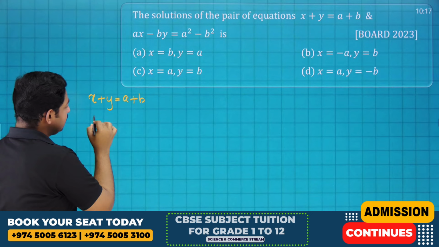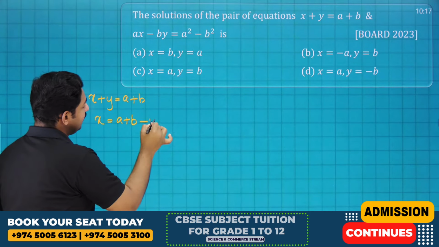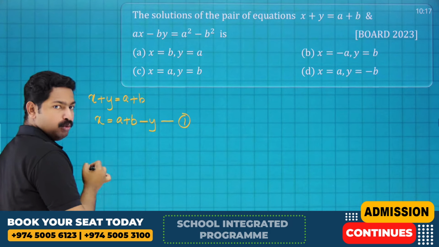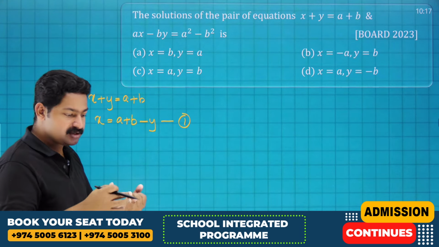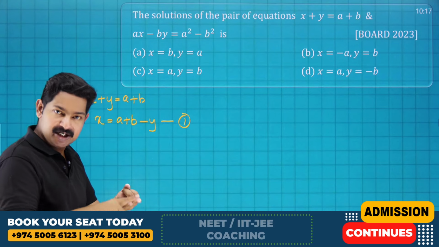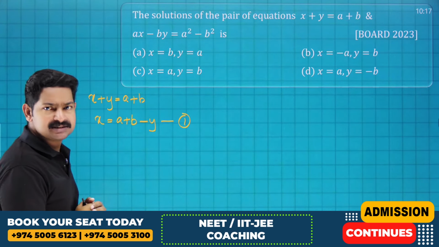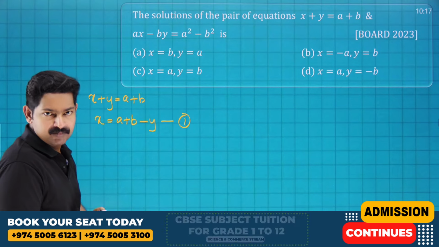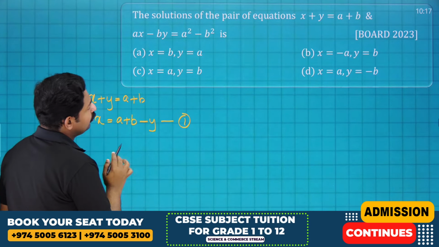From this I am getting the value of x. So x is equal to a plus b minus y. Correct. I am taking it as equation number 1. When you are solving two equations, you can solve in the substitution method, elimination method, or graphical method. Three methods are there, and I am just adopting the substitution method. Any method you can use. So x is equal to a plus b minus y, we got as equation number 1.